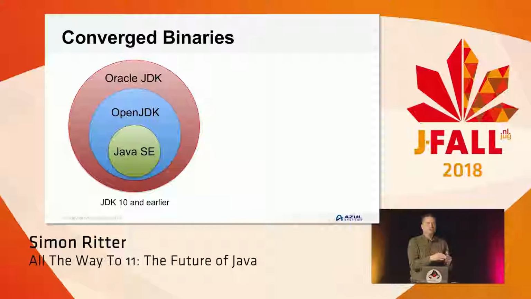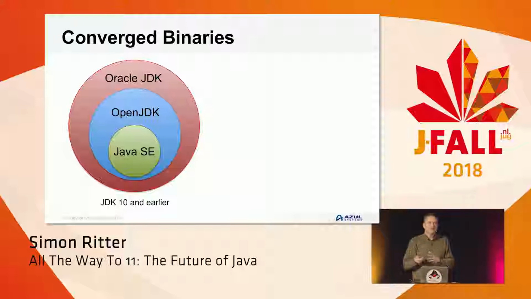OpenJDK is the source code reference implementation for java.se. So you would expect those 2 circles to be the same, but they're not. OpenJDK is actually a superset of java.se. The most obvious thing that's in OpenJDK that's not in java.se is the Nashorn scripting engine. So that's in the OpenJDK project, but it's not covered by the standard. Oracle JDK is then a superset of the OpenJDK, and they ship a number of extra features that are typically commercial features to make the Oracle JDK better than just what you get in the OpenJDK.